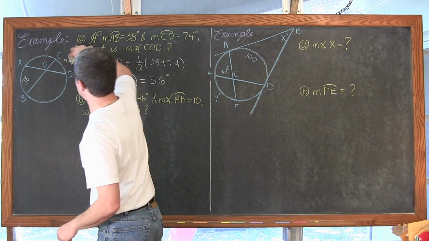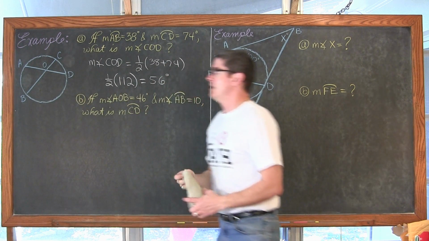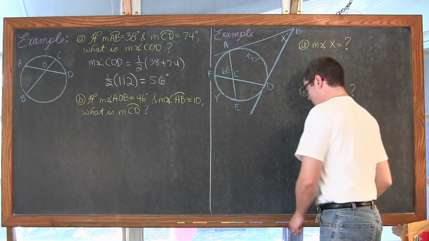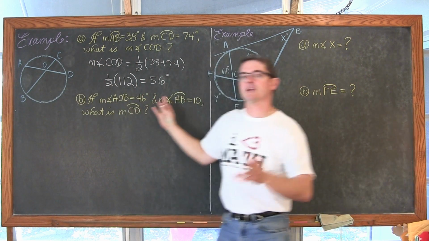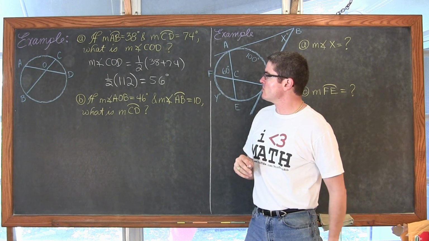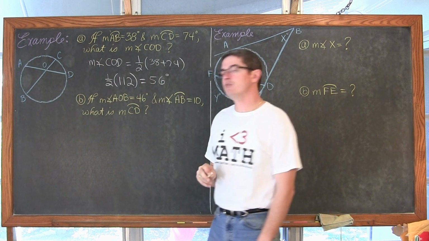Okay, now I'm going to erase these numbers because for this second example, part B, I want to use the same diagram, but I was just too lazy to make another one. So I'm going to erase those numbers. I'm going to start over like it's a brand new problem. The measure of angle AOB is equal to 46.